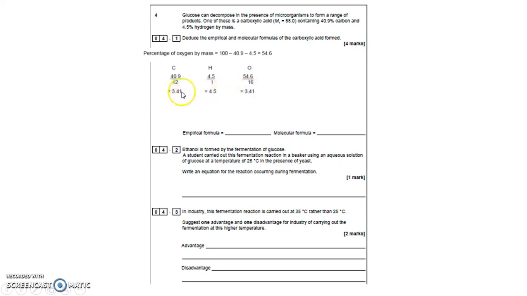Now, the problem is you've got to try and get these as whole numbers. So the easiest way to do that is to divide through by the smallest number. Divide all of them by 3.41. So if you divide all of them by 3.41, 3.41 becomes 1. That at least gets one whole number. 4.5 divided by 3.41 unfortunately comes out as 1.32. And 3.41 here becomes a 1.